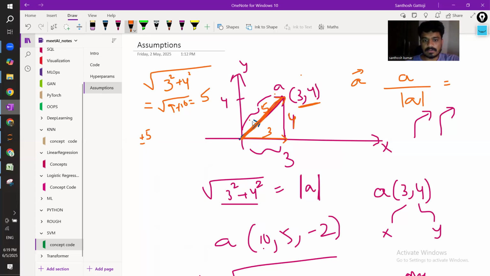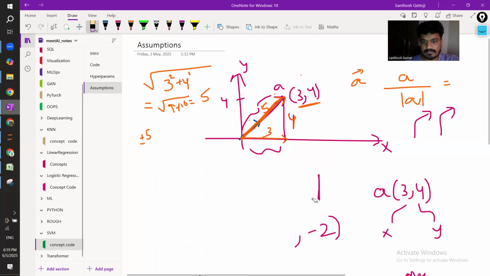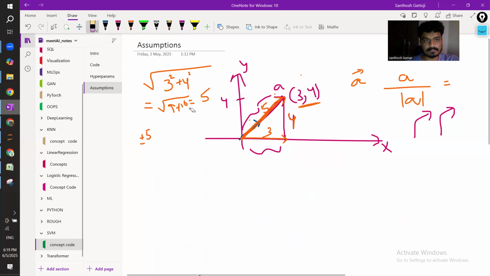Now what I'm saying is, A is a vector 3 comma 4 with a magnitude of 5. Now we have this direction. If you find the unit vector of A, that means finding a vector in the same direction as A but with a magnitude of 1. That's why it's called unit. How do you get it? Just divide A by the magnitude of A.